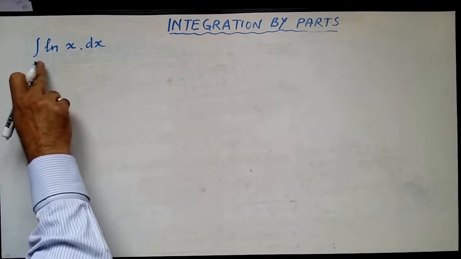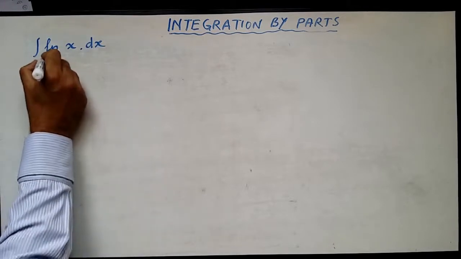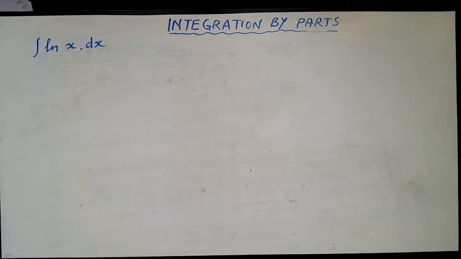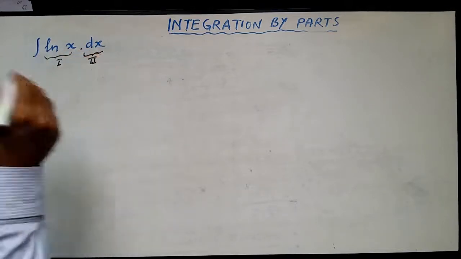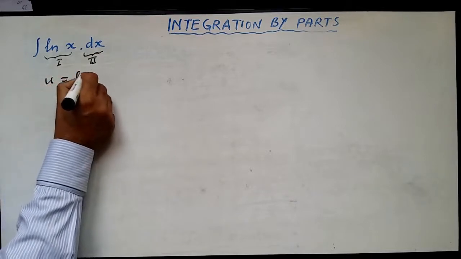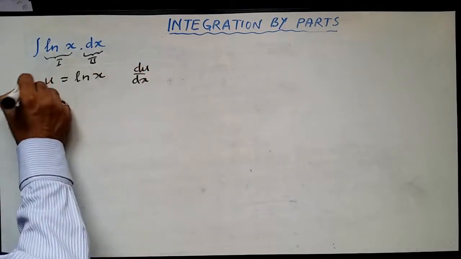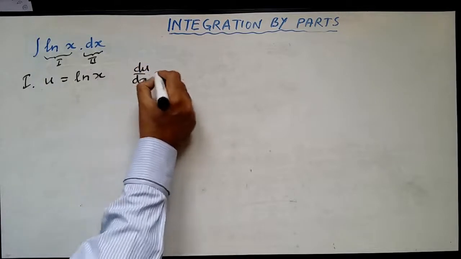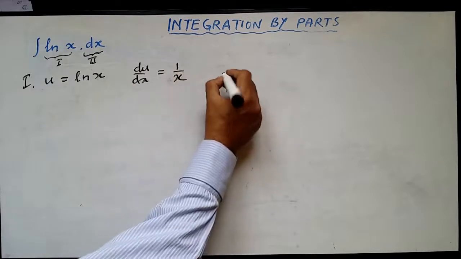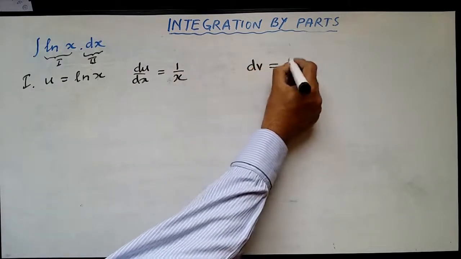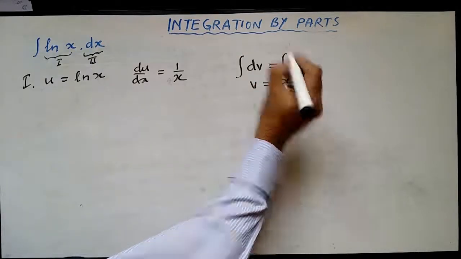In this example, it is an integration of ln of x dx. Here we will take the first function as ln of x and the second function as dx. So u is equal to ln of x, so du by dx is equal to 1 by x. And the second part is dv is equal to dx. If we integrate both the sides, we get v is equal to x.